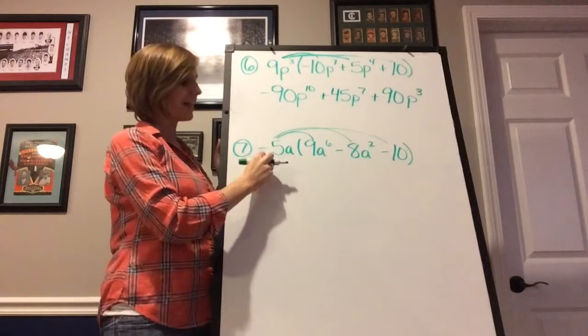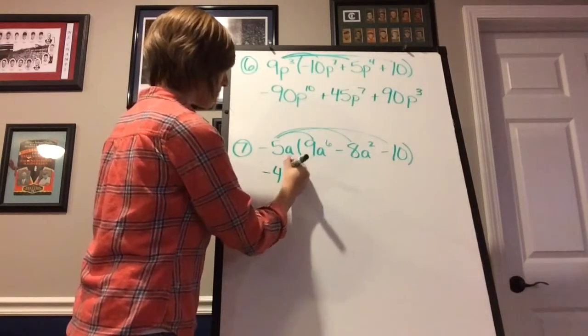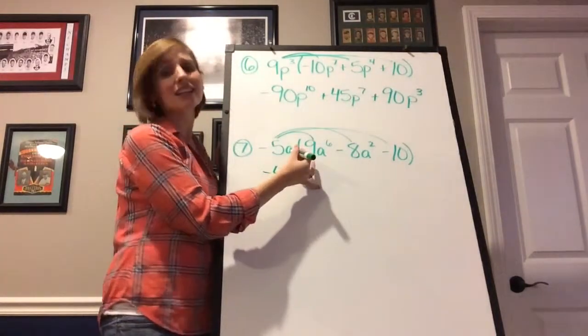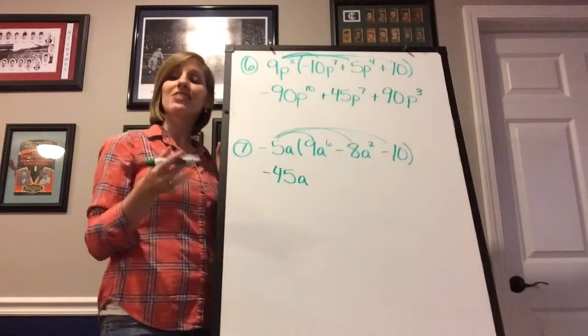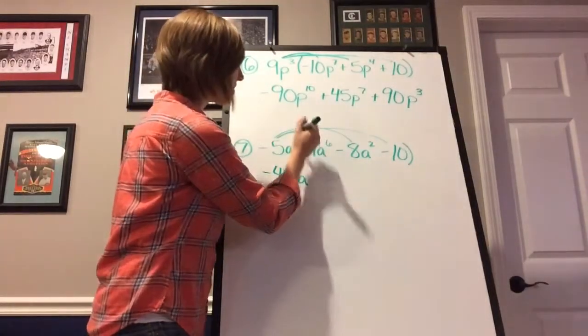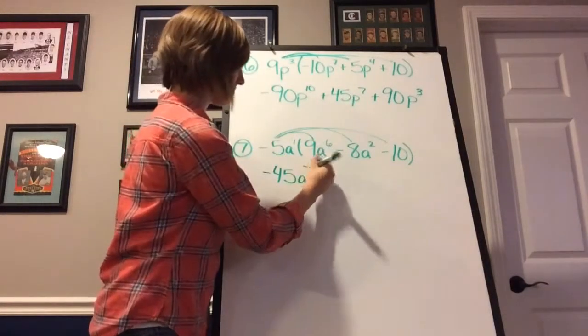So our first step is to multiply. We're going to multiply negative 5 times 9. We get negative 45. And then for our variables, add the exponents. Well, this a doesn't have an exponent. Remember, if it's not written, there's a 1 there. They just didn't put it in. So we'll go ahead and add 1 plus 6, which is 7.